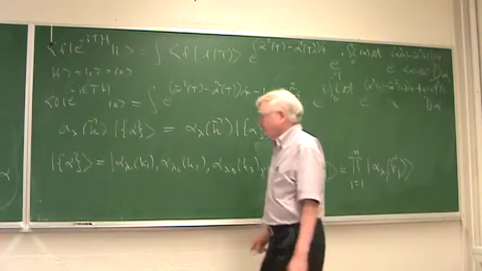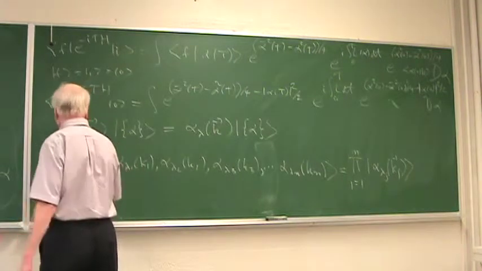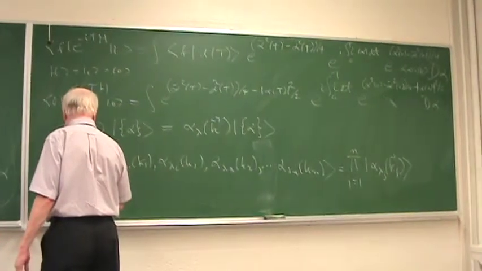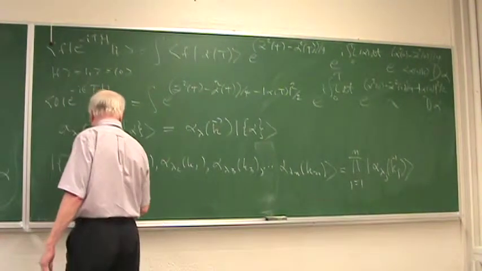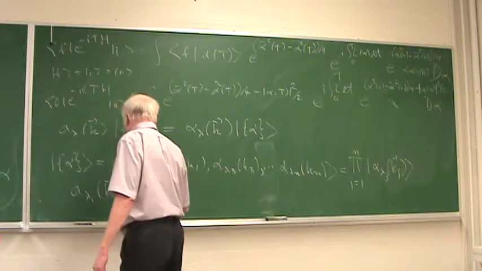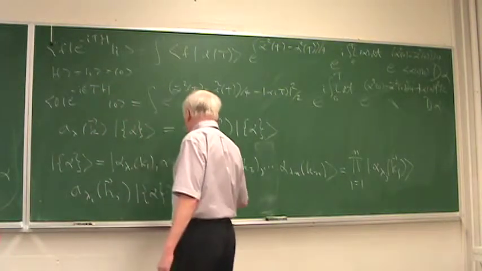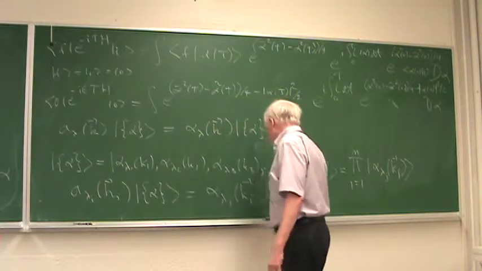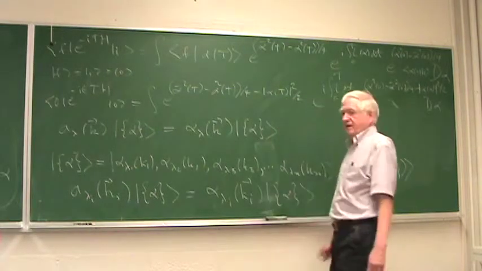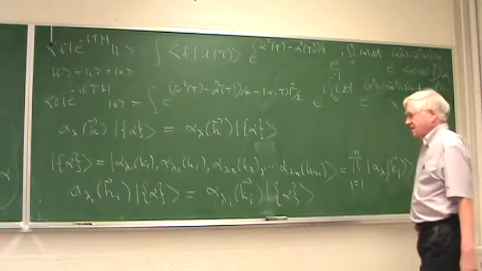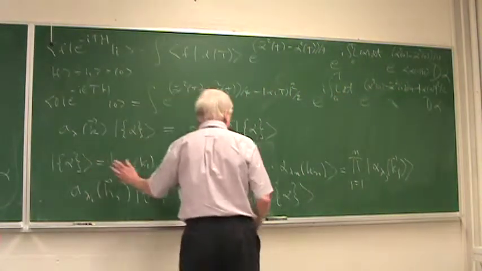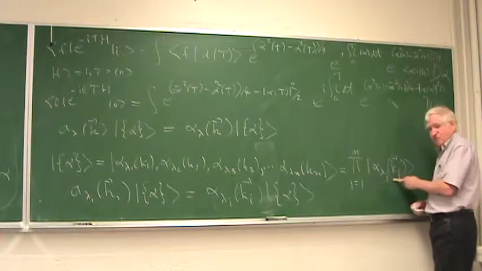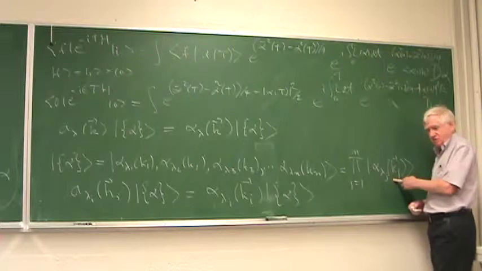In any event, we would then have that the operator a lambda i of k i on this state would give alpha lambda i of k i times this state. In other words, the annihilation operator would hit here, and it would just ignore all the modes that it didn't belong to, and just pull an alpha out from the one that it did belong to.